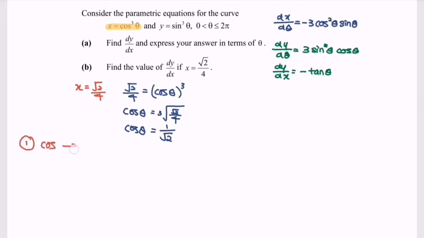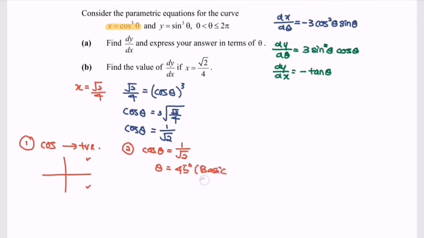Cos is positive, meaning that here we have the first quadrant and the fourth quadrant. Second step is to find the basic angle. Where cos theta is equal to 1 over square root of 2, theta will be equal to 45 degrees, the basic angle.